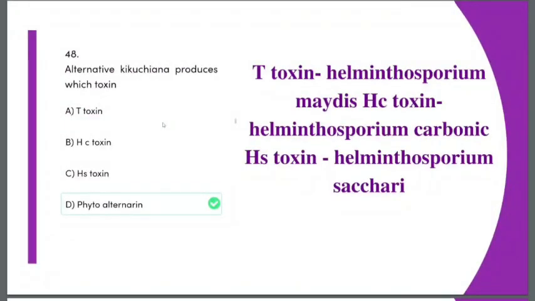48 is, Alternaria kikuchiana produces which toxin? So it produces phytoalternarin. T toxin is produced by Helminthosporium maydis. HC toxin is produced by Helminthosporium carbonum, and HS toxin is produced by Helminthosporium sacchari.